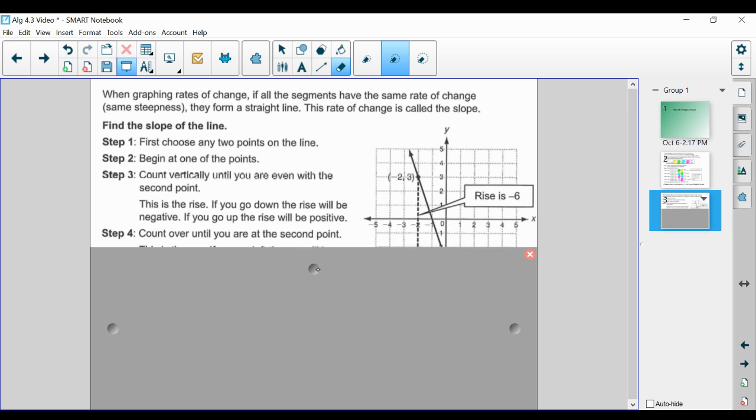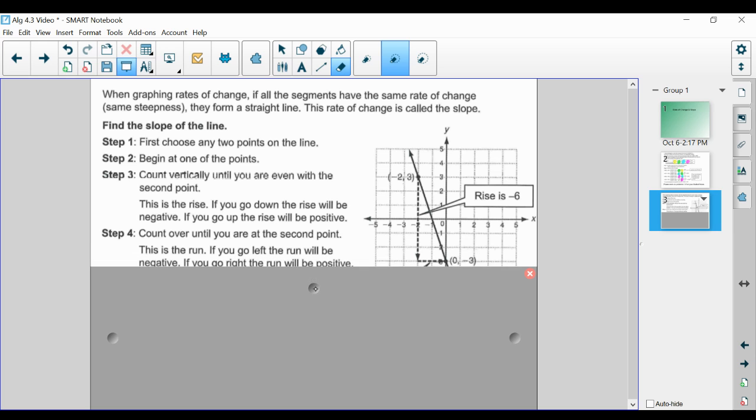After we do that, we're then going to count over until you are at the second point. This is what's called the run. If you go left, the run will be negative. If you go right, the run will be positive. And again, this should make sense because now we're looking at the x-axis direction. If we go to the left on the x-axis, that's our negative numbers. If we go to the right on the x-axis, that's our positive numbers. So if we're going left, it's negative. We're going right, it's positive.